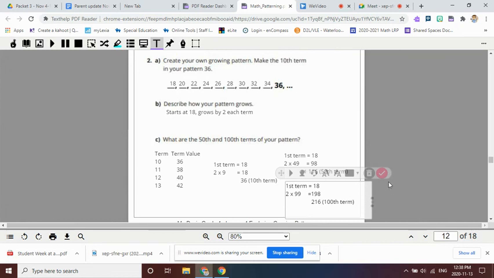So continue to use whichever strategy you prefer. This one is simpler, but it will take longer. And this one is more mathematical, a bit more advanced, but you will get to your answer quickly.